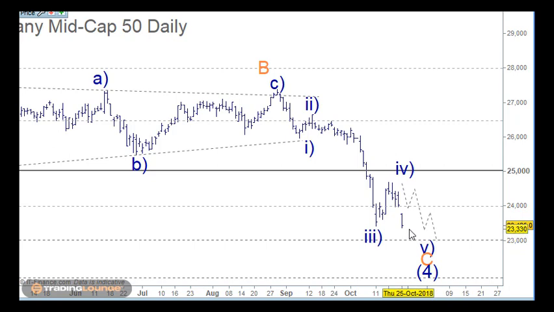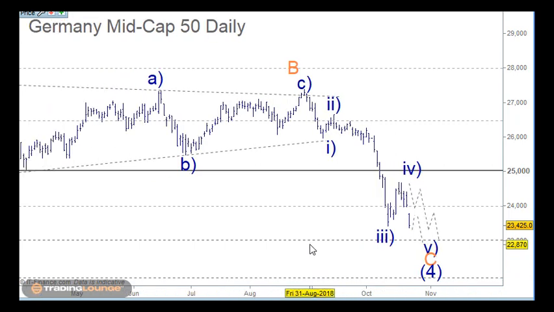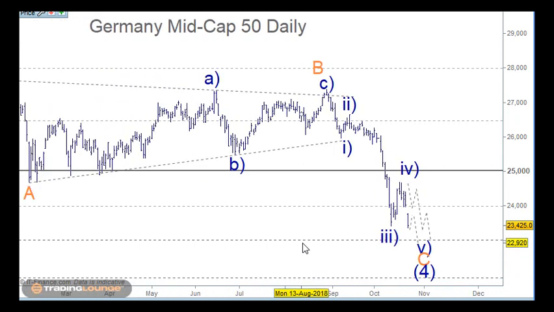So I still think there's a little bit more to go in this structure here. Look, it could extend, but we just need to start counting the 5 waves within this structure. So this has been really helpful for the DAX, in sort of understanding that a bit.